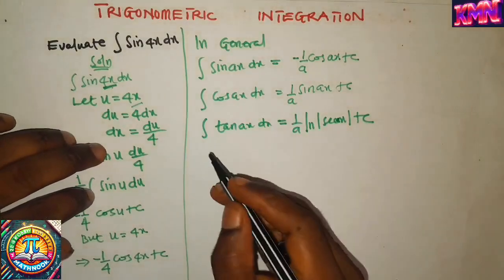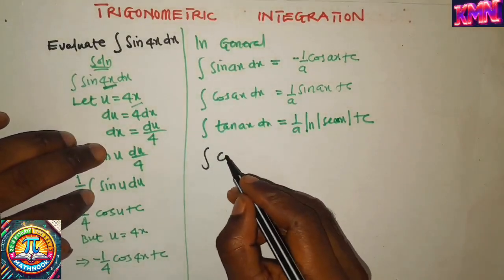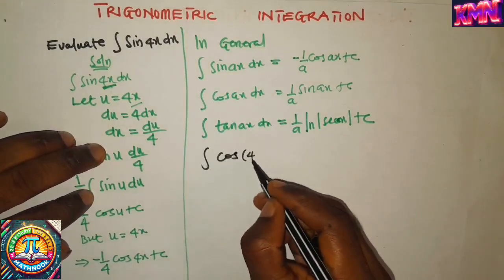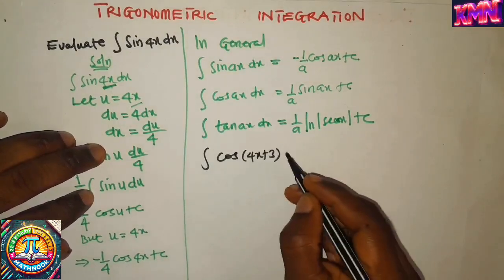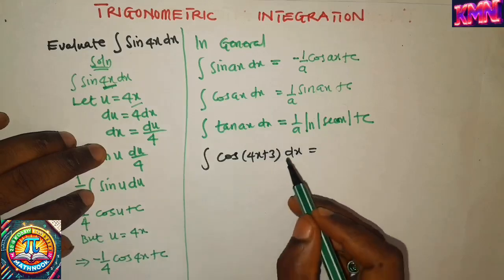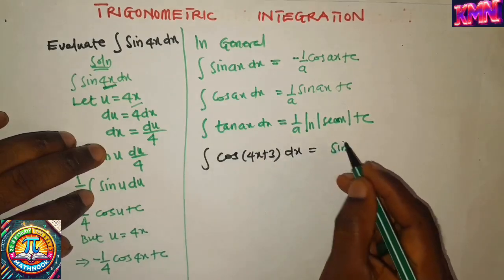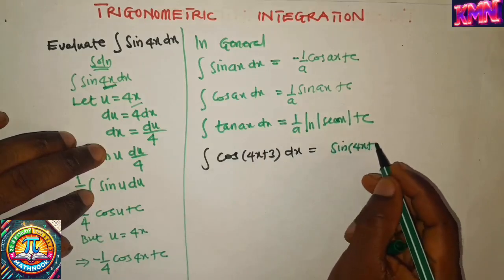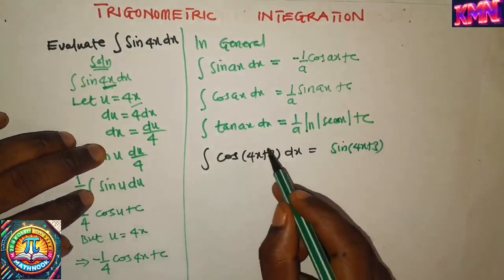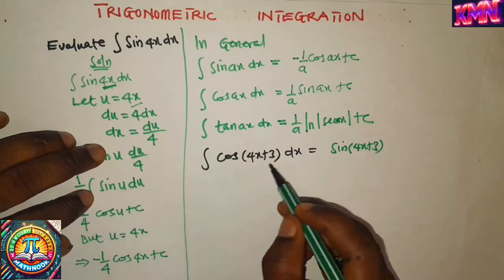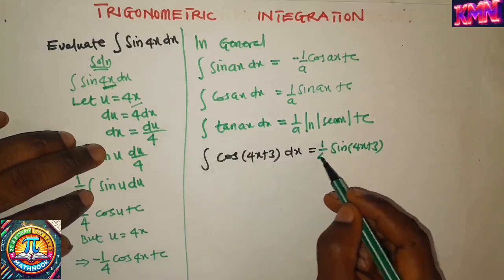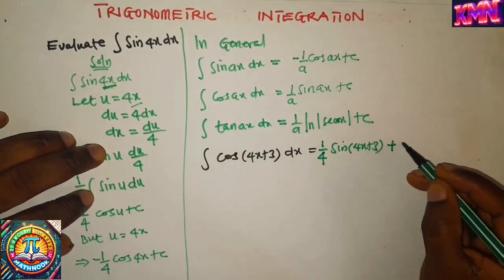So this simply means that anytime you have a function, say cosine of 4x plus 3 dx, the integral of the whole function is sine of 4x plus 3, times the reciprocal of the differential of the argument, 1 on 4, plus c.